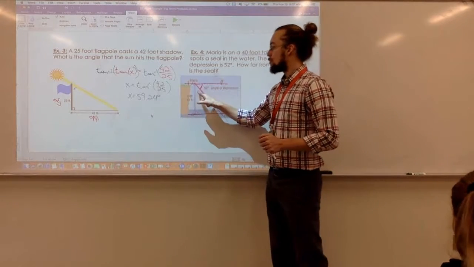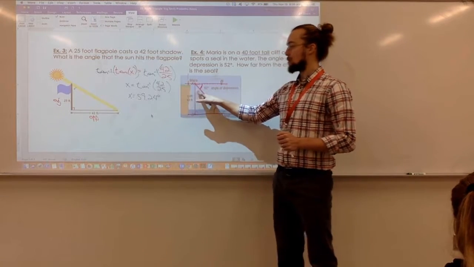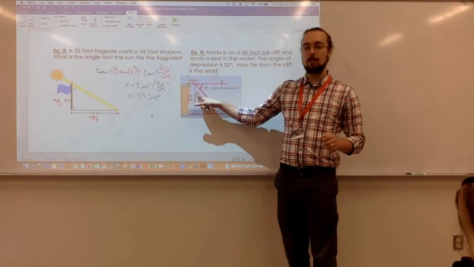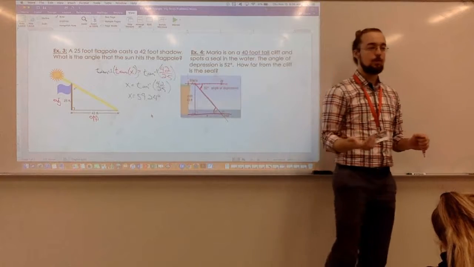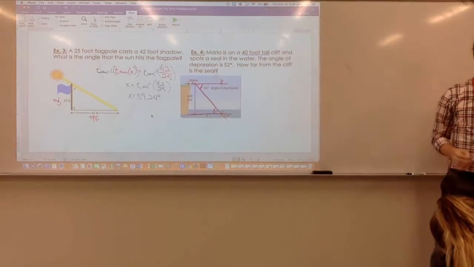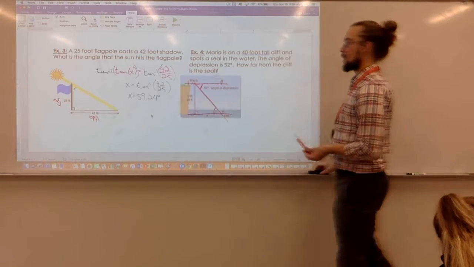Make sure that you don't try to say that this angle is 52 degrees. That's a common mistake when we're talking about angle of depression. People just want to make this angle up at the top the 52 degree angle. And that's not correct. So don't fall into that trap.